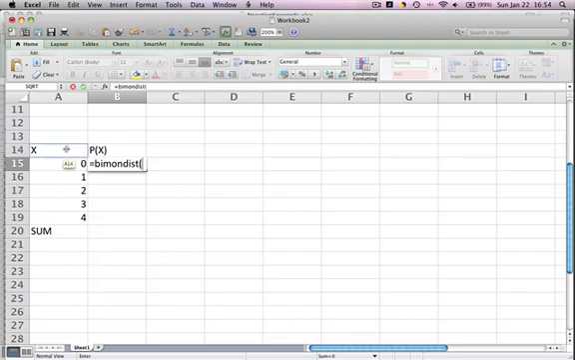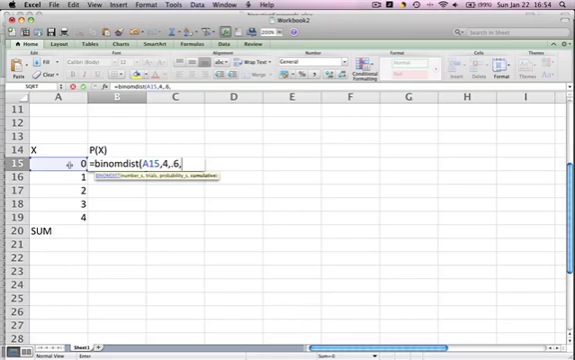So let's use BinomDist. Oops, I think I spelled it wrong. BinomDist. Here we go. And you'll see that Excel is giving us some prompts. So the first thing it wants to know is the number of successes. So the number of successes in my table is going to be right here, A15. And the next thing it wants is the number of trials. So trial just means how many times did you execute this experiment. So we did it 4 times. The probability of a success is 0.6.